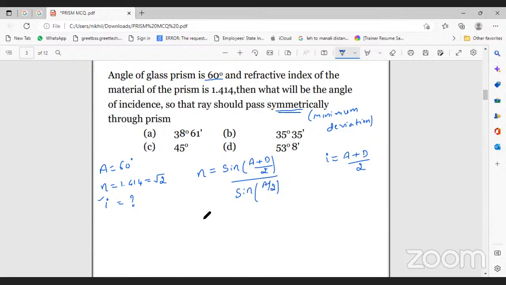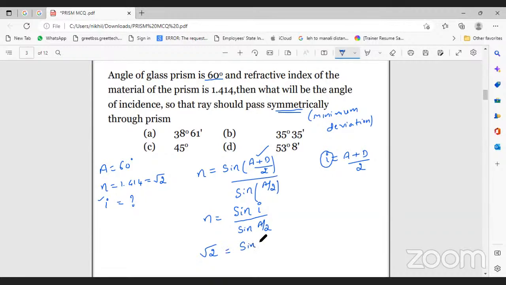Sine A by 2. I will keep n as it is. Shall I replace A plus D by 2 as sine I? Yes. What will be the denominator? Sine of A by 2. What is the n value? Sir, n is root 2, 1.414.